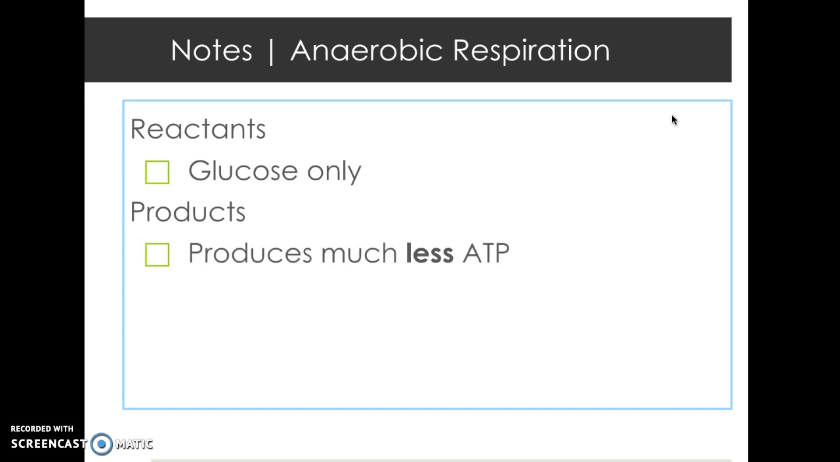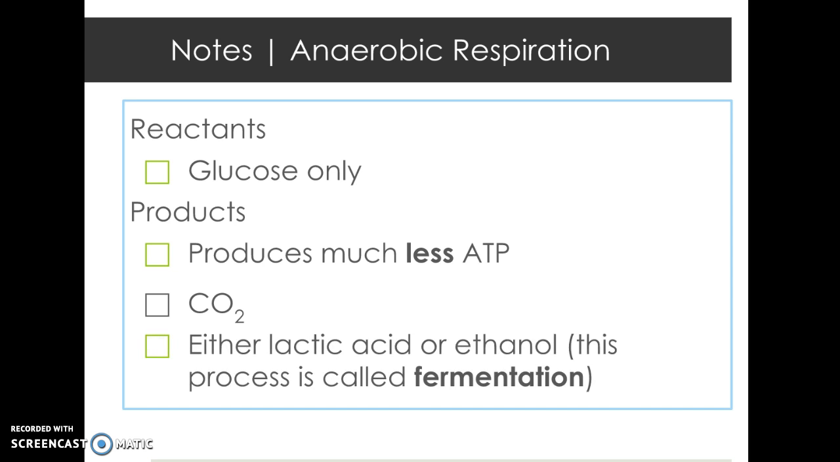Other differences is the products. It produces much less ATP, specifically only 2 molecules versus that 38 that we saw in aerobic respiration. So most of the time, our bodies don't want to use anaerobic because it doesn't make as much energy for our cells, but it can use it if needed. Now, of course, it still produces CO2, just like aerobic, so that they both produce that gas as a byproduct.